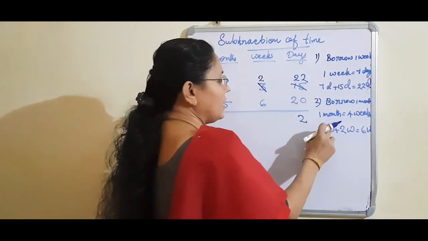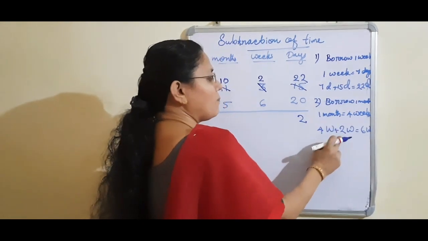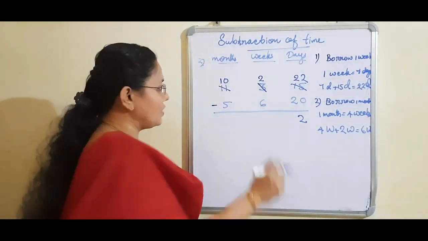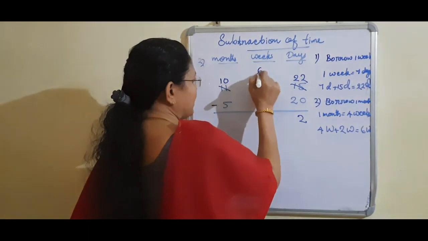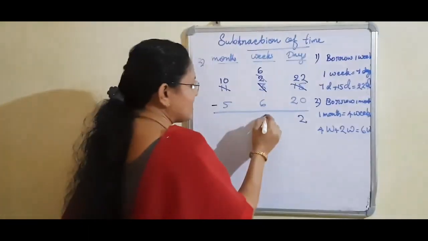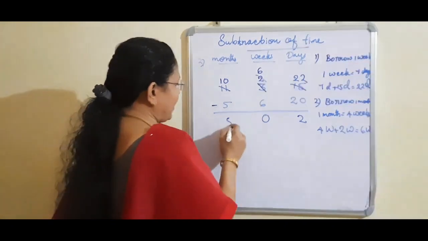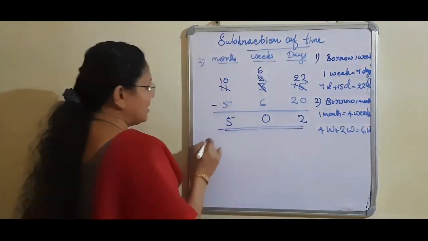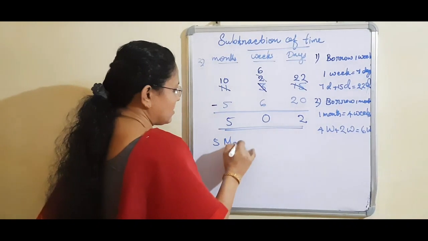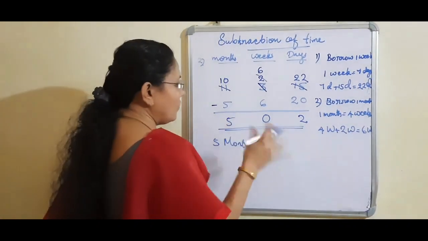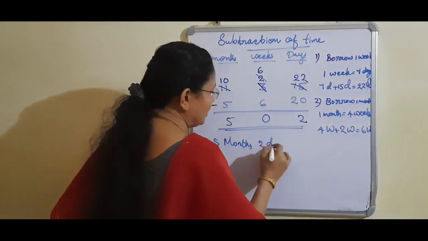4 weeks plus 2 weeks is equal to 6 weeks. Therefore we should cut and write here 6. Now 6 minus 6, 0. Okay, next here 10 minus 5 is 5. Therefore what is the answer here? The answer is 5 months, 0 weeks we can leave, next 2 days.